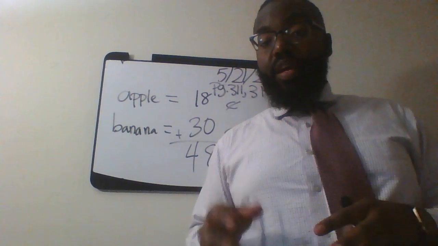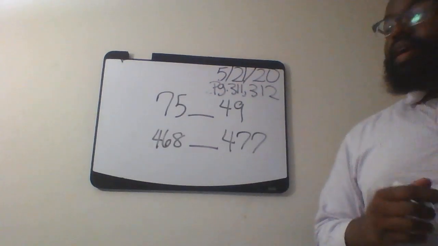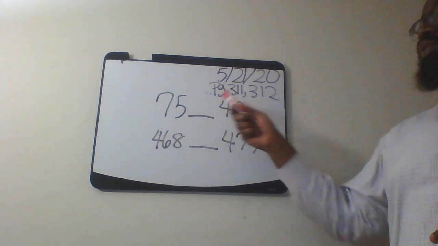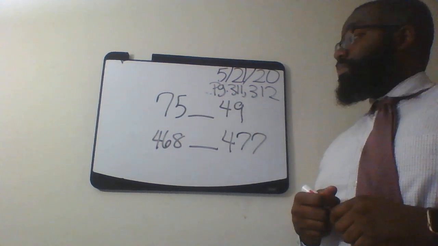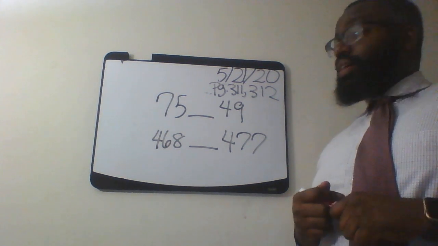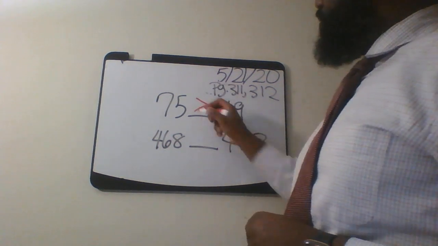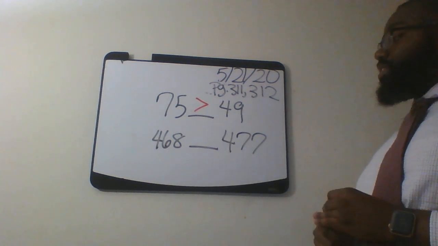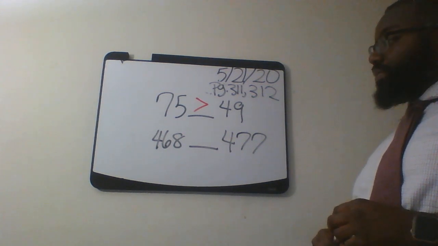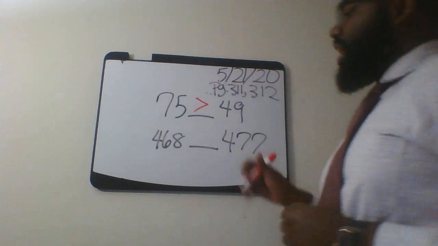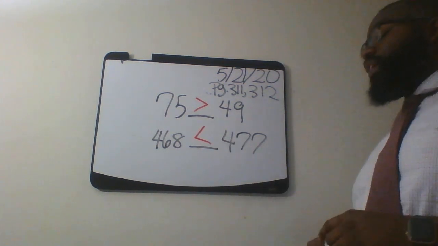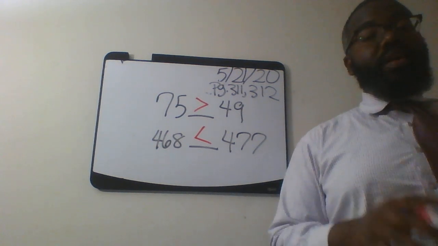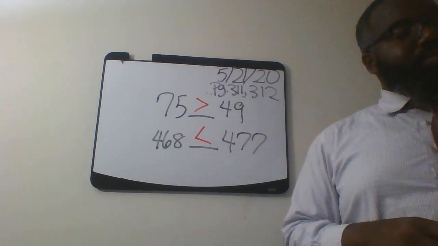Number 3 wants us to write greater than or less than. Okay, the first problem we have here is 75 and 49. So 75, is that greater than or less than 49? What do you think? That is correct. 75 is indeed greater than 49. Let's move over to 468. Is that greater than or less than 477? What do you think? That is correct. 468 is less than 477. So you're going to take your time on number 3 and decide whether the problem is greater than or less than. All right, let's flip the page over to 312.